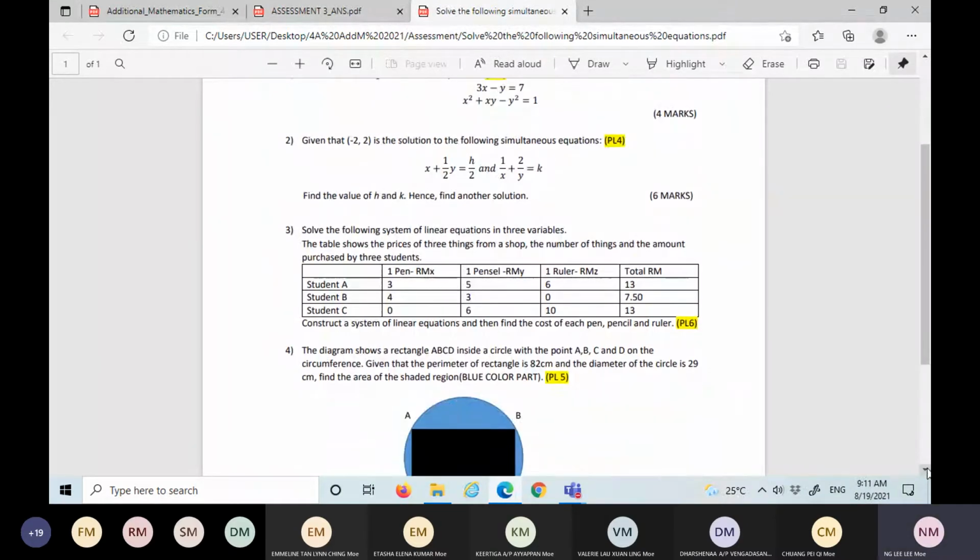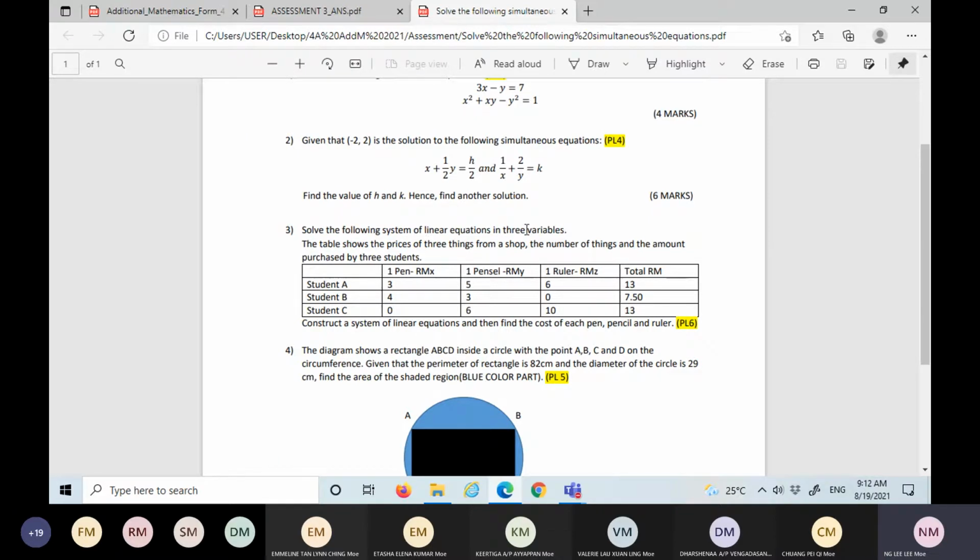Actually, these questions, if you want to do them as Band 6, can, no problem. But not during exam time. If next time I want you to do Band 6 for this chapter, you have to use various methods to solve the simultaneous equations, not only one method. This one is for later, when we finish the syllabus.